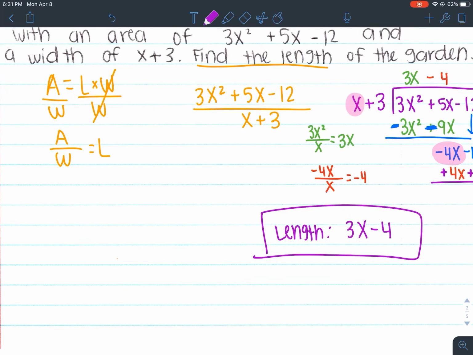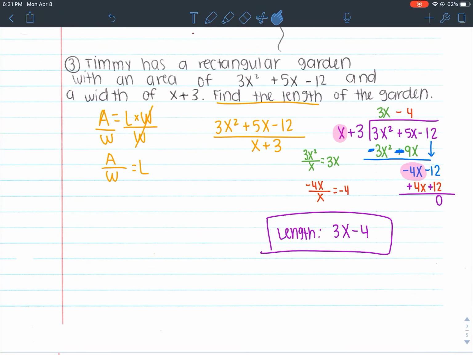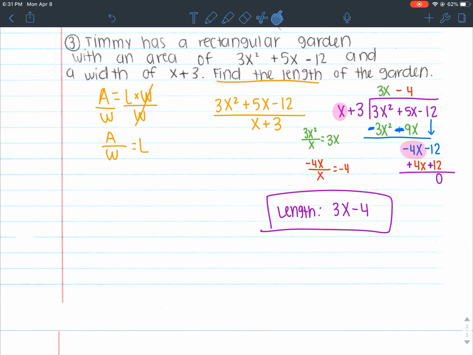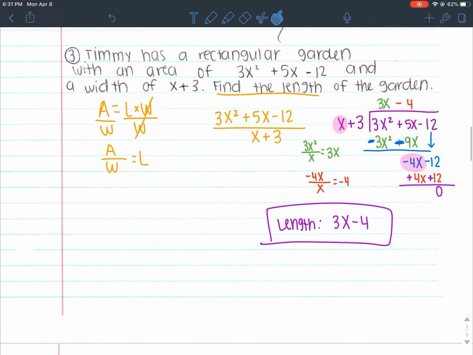Now you can check. You can check and say width times length. So x plus 3 times 3x minus 4. That should give you your area there. Okay? If you're on level, you can go ahead and stop watching and go ahead and watch the other video for how to do the reducing method. But you can go ahead and stop here.